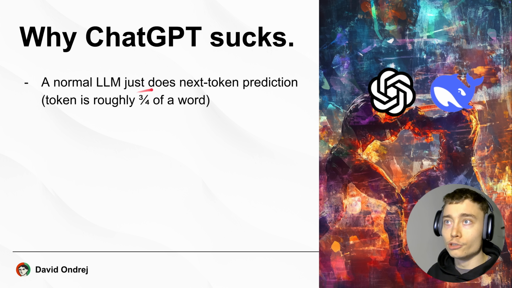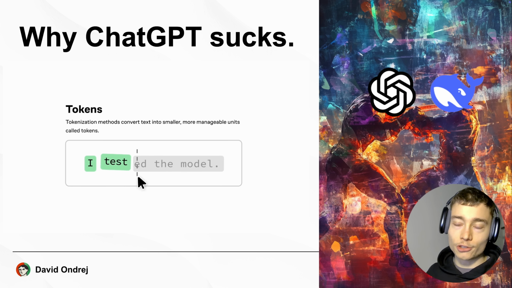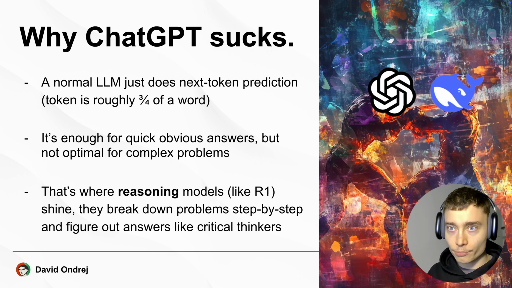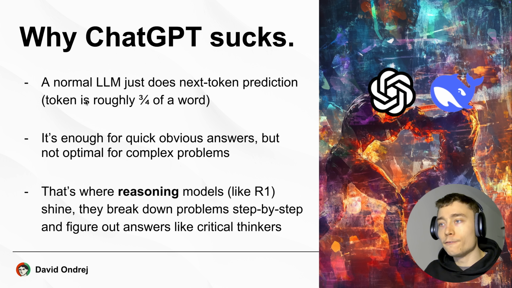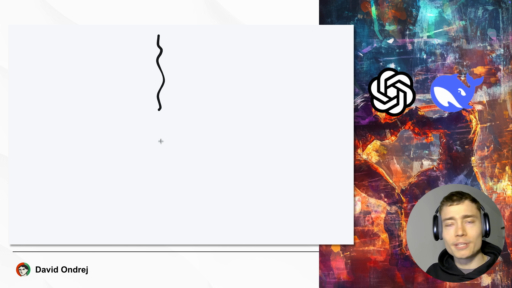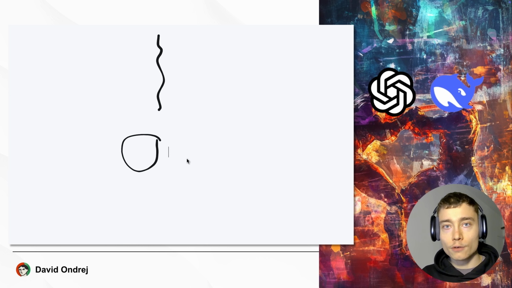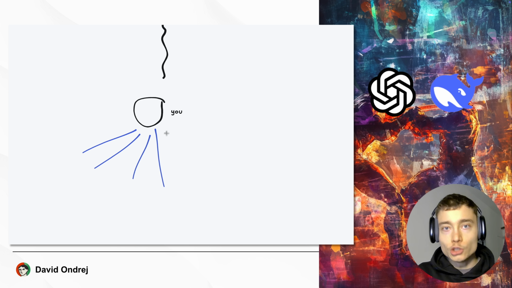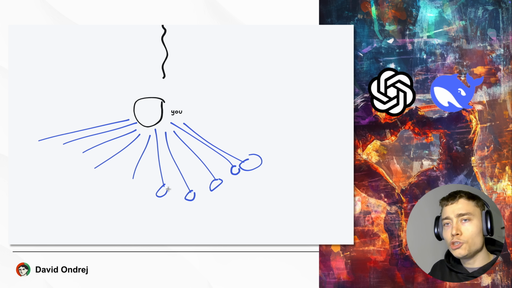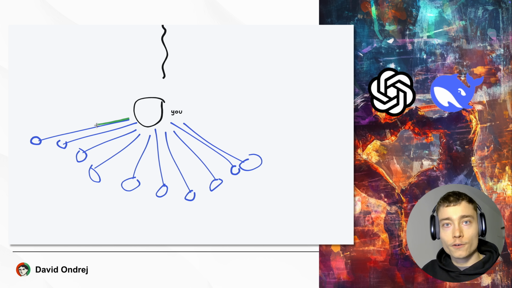A normal LLM just does next token prediction. By the way, token is roughly 3/4 of a word. While this is enough for quick, obvious answers, it's not optimal for complex problems. And that's where reasoning models like DeepSeek R1 come into play. They can think about the problem critically, like a human would. Say someone sends you a cryptic message and you have no idea what it means. Instead of instantly trying to respond yourself, you ask the 10 smartest people you know about what this message could mean, and then you use whatever the best idea from all 10 people is. You use that as the final response.